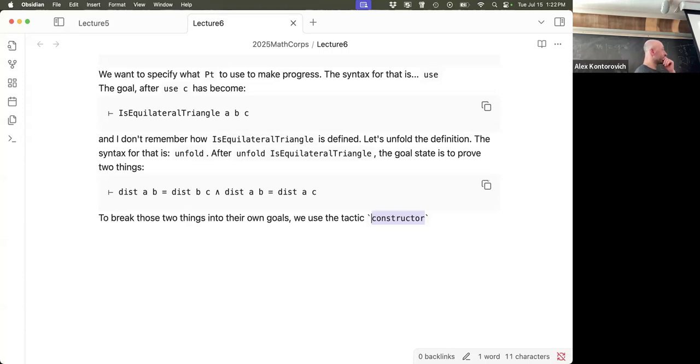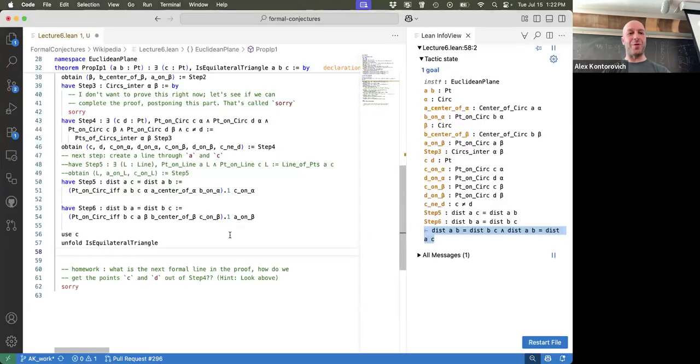Sound good? Yeah, so do we also need to prove that BC is equal to AC? Yes. Are we gonna do that then? Yes. We're about to do that. So watch what happens when I put constructor.